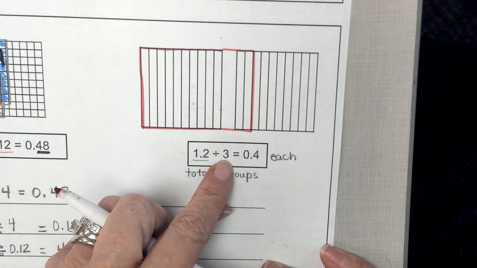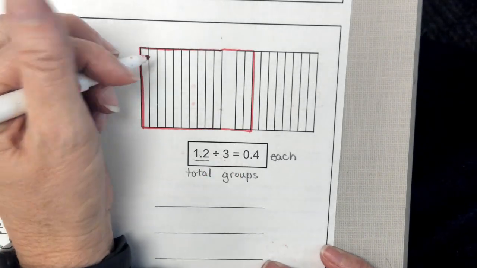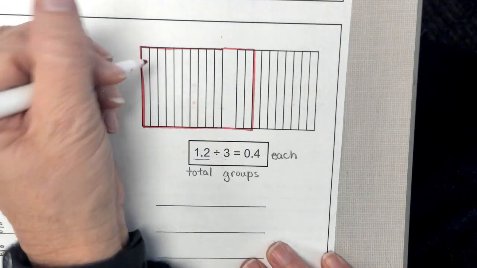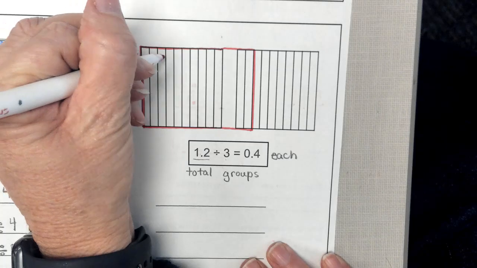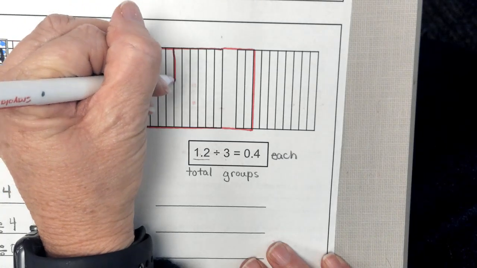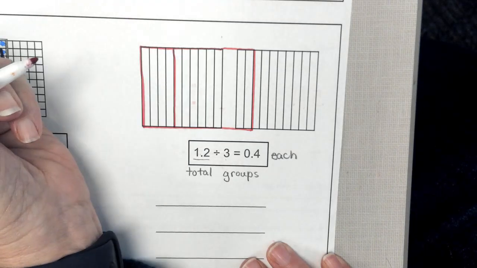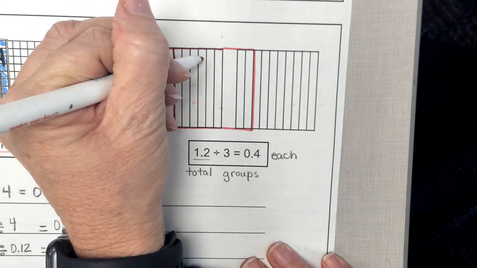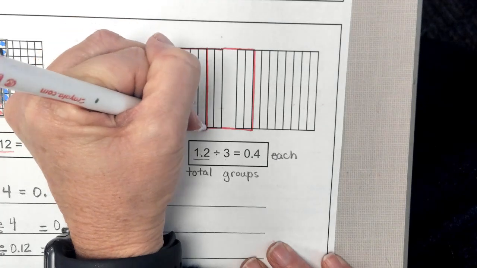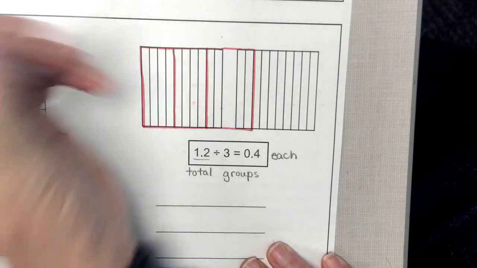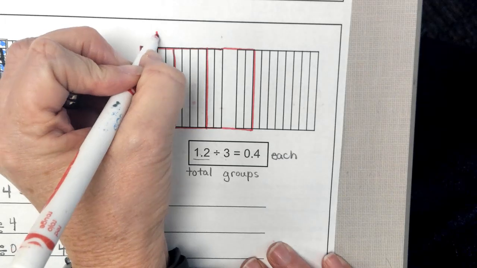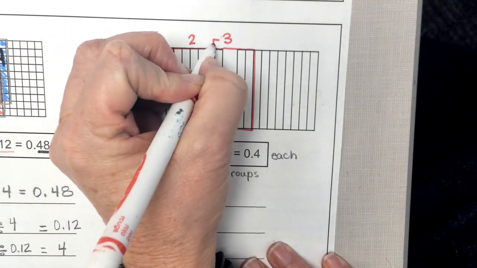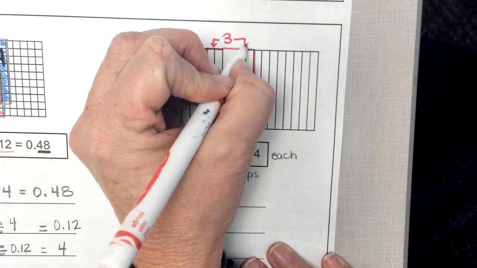We want 3 groups of 4/10 each. So each one of these is a 1/10. I'm going to cut the model into 4/10. And when I do 1, 2, 3, 4, 1, 2, 3, 4, I should have my 3 groups. So this would be group 1, group 2, and group 3 is going to be separated over the 2 models.